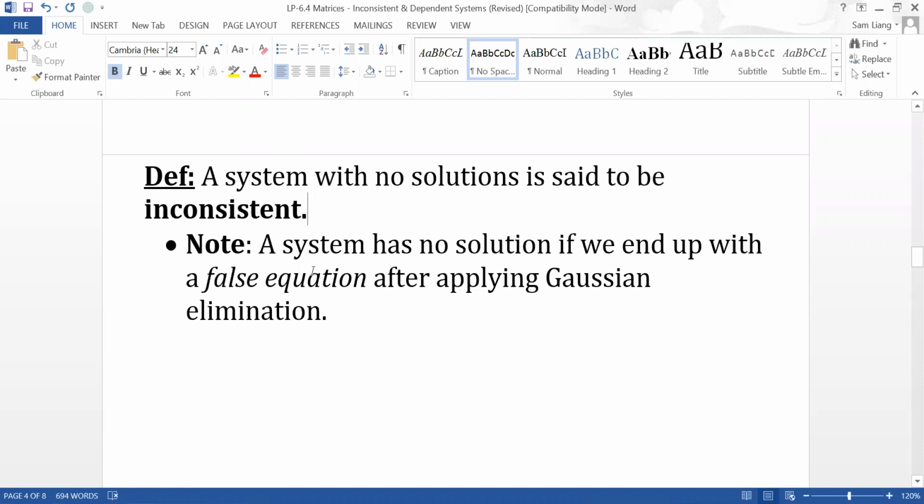And if you end up with a false equation, as we did in the do now, the last equation was like, I think it was 0 equals 16 or something. If you have 0 equals something else, that's a false equation. That will never be true. So that means that system would have no solutions. Okay, so make sure you have this in your notes, and then we'll move on to the second half, which is the second case of dependent systems.